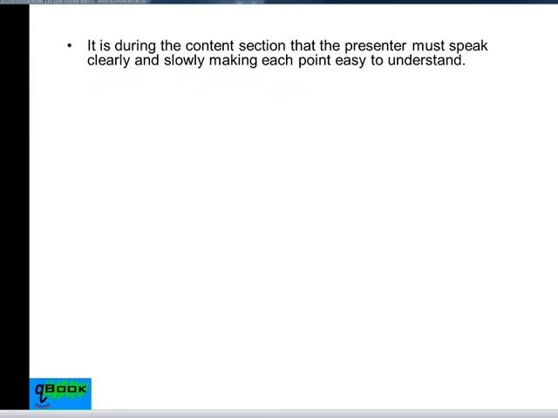It is during the content section that the presenter must speak clearly and slowly, making each point easy to understand. Now, I just told you people are easy to get distracted. People listen quickly, but you speak slowly. So, should you speak faster? And the answer is no, you should not speak faster. In fact, you should probably speak a little bit slower. Because when you speak slower, people feel you have something very important to say. You see? Of course, if your whole presentation is so slow, people will not pay attention. But sometimes you get faster, and then sometimes you slow down to make it sound more important. Isn't that fun?